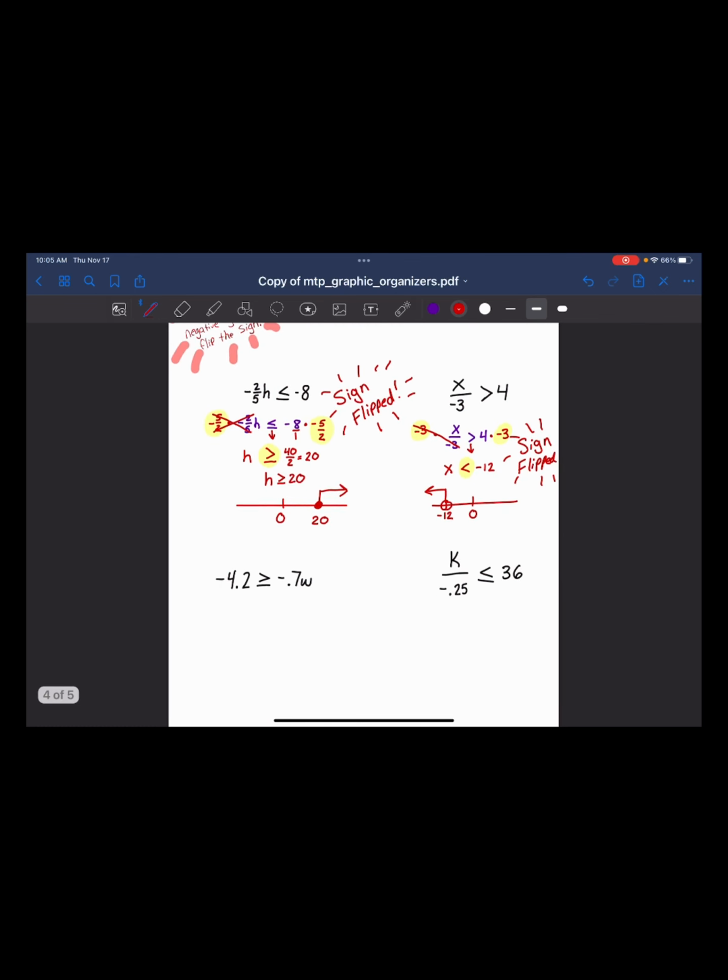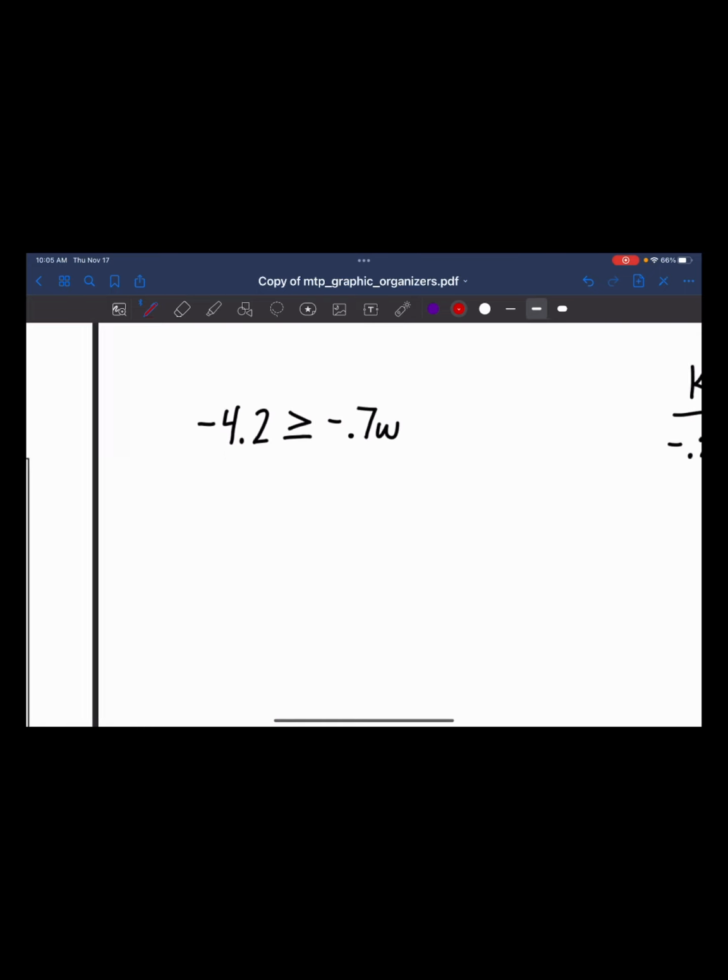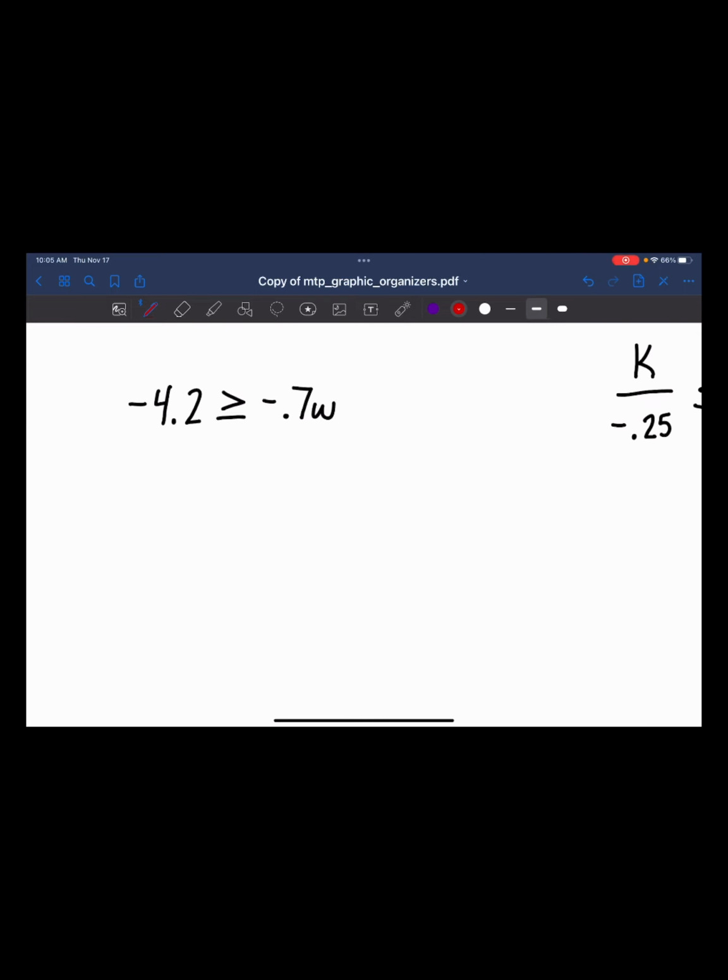Okay, let's go down to the next one. Let's see, what's going on with my w? I'm going to rewrite it first of all so I can keep things nice and neat. w is being multiplied by -0.7. The opposite of being multiplied by -0.7 would be to divide by -0.7 to both sides. This is where the alarm should be going off. Boop, boop, boop. We got to flip the sign, okay? So these two cancel out, makes one whole, which is what we want. But now flip that sign.